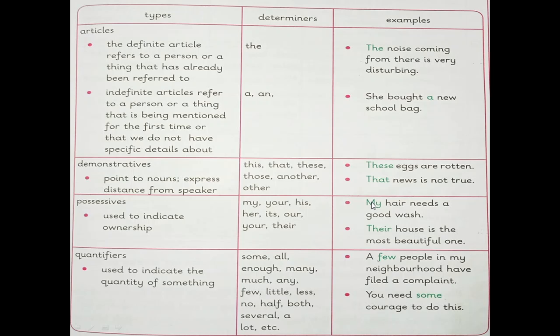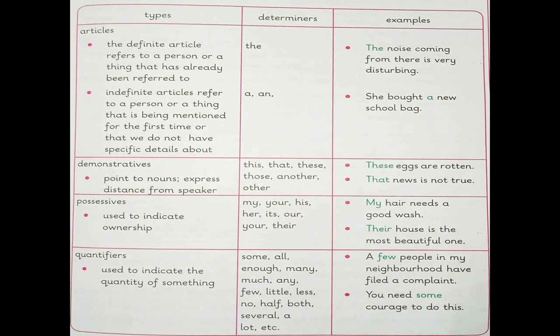Now, students, let us take some examples of possessive determiners. For example, the first one, my hair needs a good wash. Obviously, when I say my hair, it tells about the ownership, that the hair is mine. Taking the next example, their house is the most beautiful one. So I am telling the ownership, or who owns the house. Whose house is it? It's their house. Okay, it's about someone else's family.